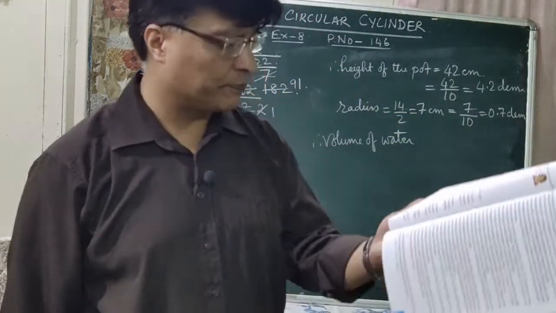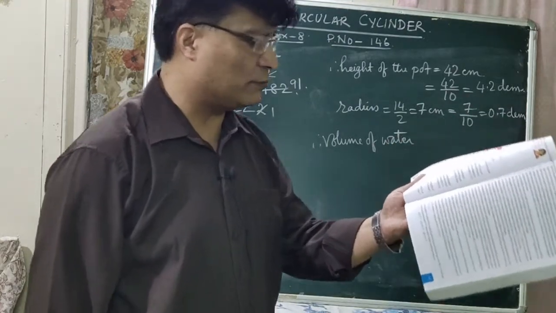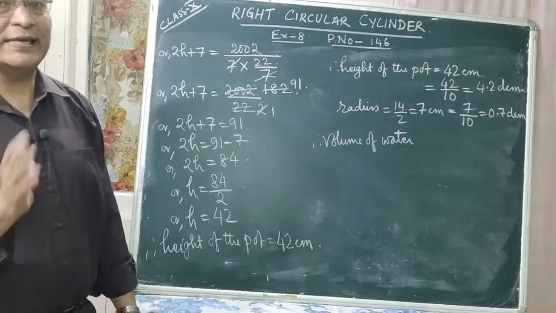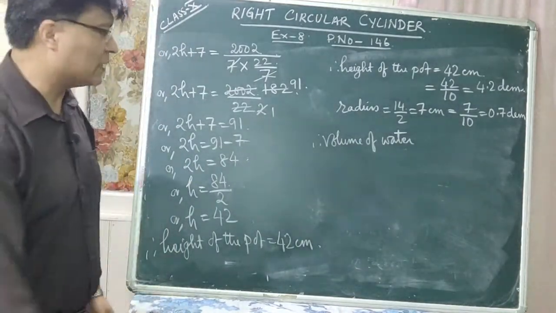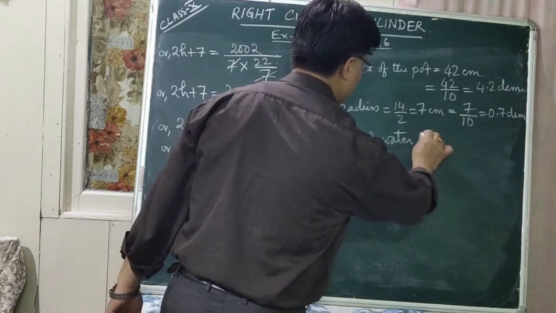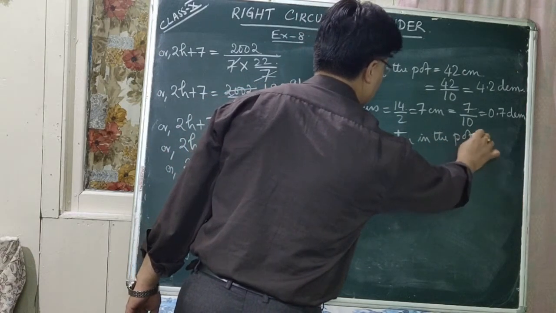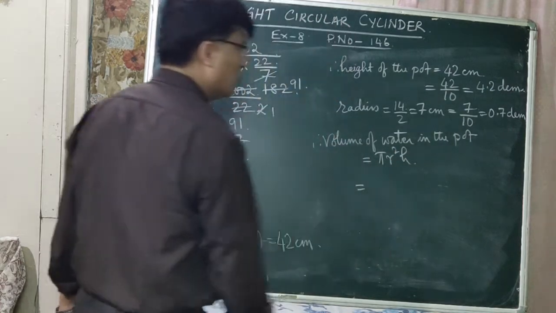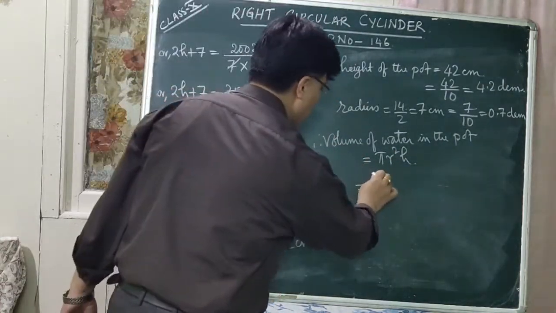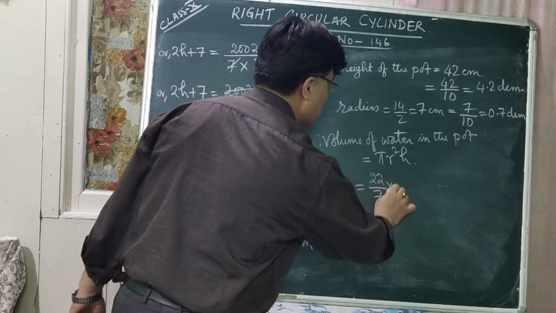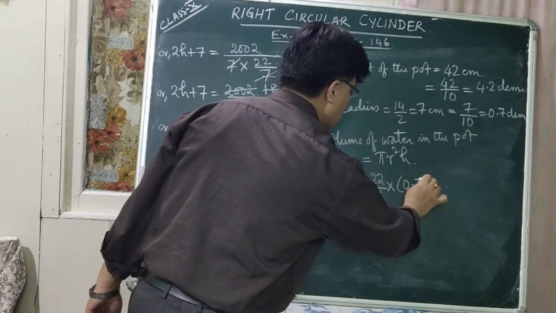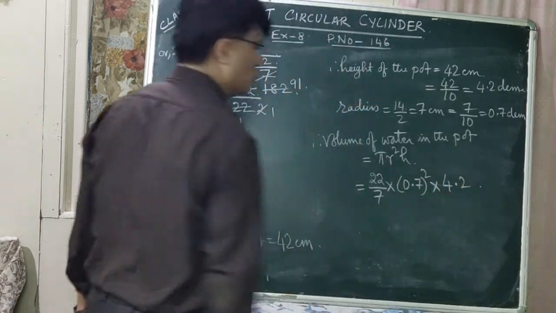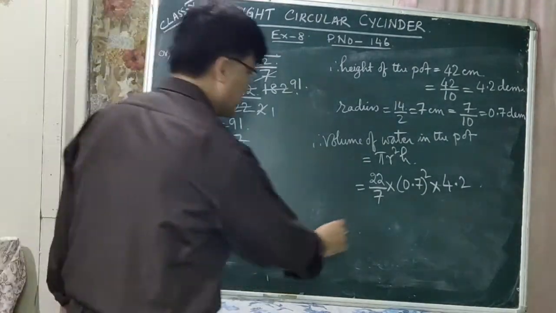In question number 7, how many liters of water may the drum contain? You have to find out how much volume of water is there in the pot in terms of liters, right? So volume of water in the pot is equal to, what is the formula? It is pi r square h. Pi is 22 by 7. What is radius whole square? It is 0.7 whole square, into h, which is 4.2.